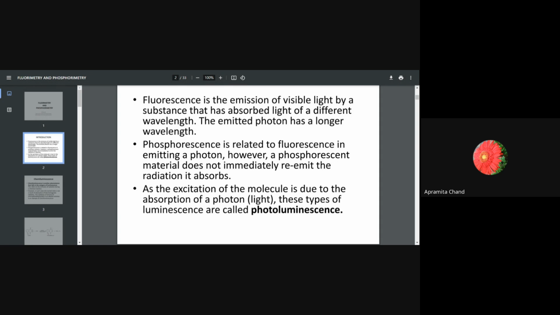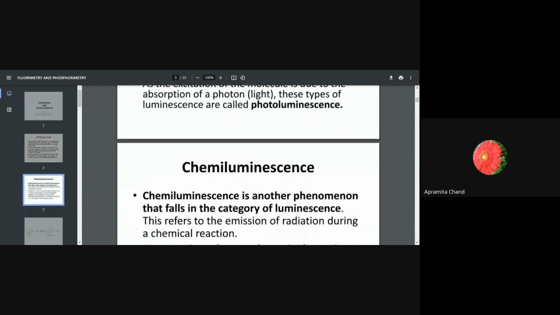It is related to fluorescence because it also emits a photon, but the phosphorescent material does not immediately re-emit the radiation. There is a time lag, and we will come to know why there is a time lag. When we combine these two kinds of emissions, because the excitation of the molecule is due to the absorption of a photon, that is light energy, these kinds of luminescence are also known as photoluminescence. So fluorimetry and phosphorimetry depend on the phenomenon of photoluminescence.